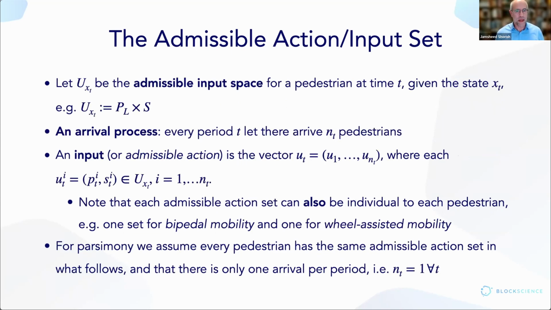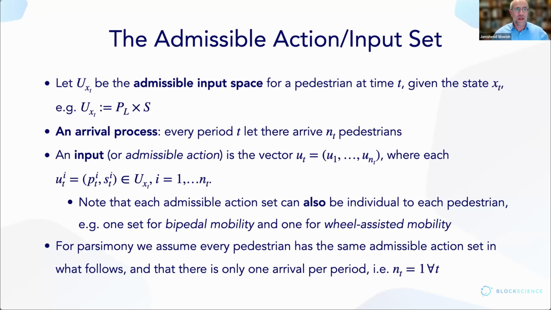So let's say that this is dependent upon the state at time t, and that at time t, the individual looks at the state x_t and decides from their available actions, their admissible actions, let's call it U, which depends upon x_t. And let's just assume for the moment bipedal mobility, they can choose any point on the line P_L, and they can choose whether or not to cross in S. And so U of x_t, the admissible input set, or the admissible action set for the individual, is equal to the product of your choice on where to go and whether or not to cross.